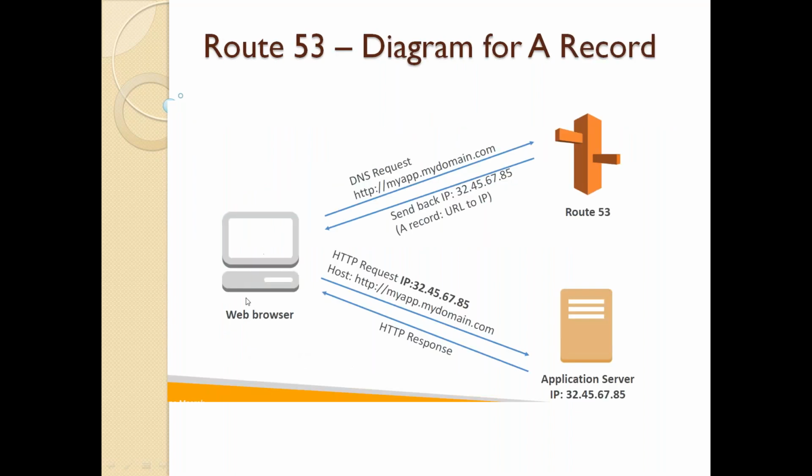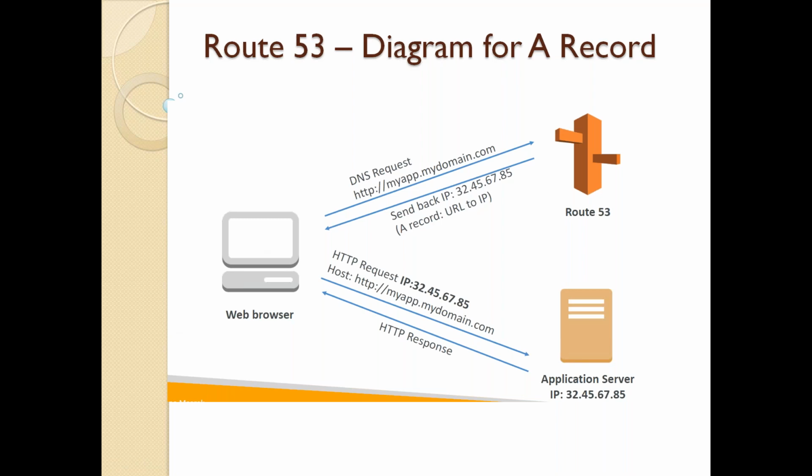So this is what I told you, right? Your web browser will send this request, and if it does not find the IP, it will send it to Route 53. Route 53 will return the record back with the IP address 32.45.67.85, and then your browser will send a request on the internet, find this server, and get the response back and give it to your browser. This is what happens.